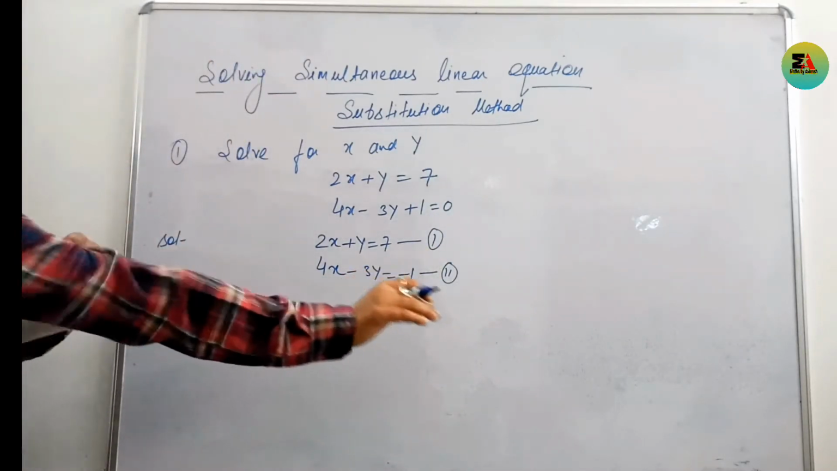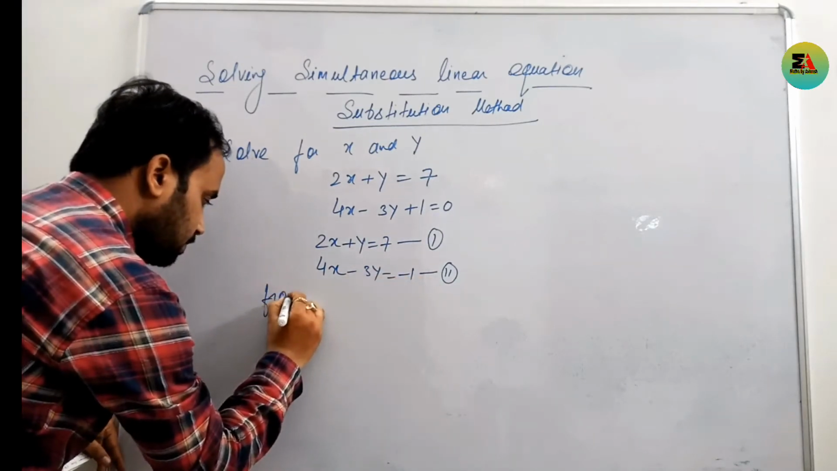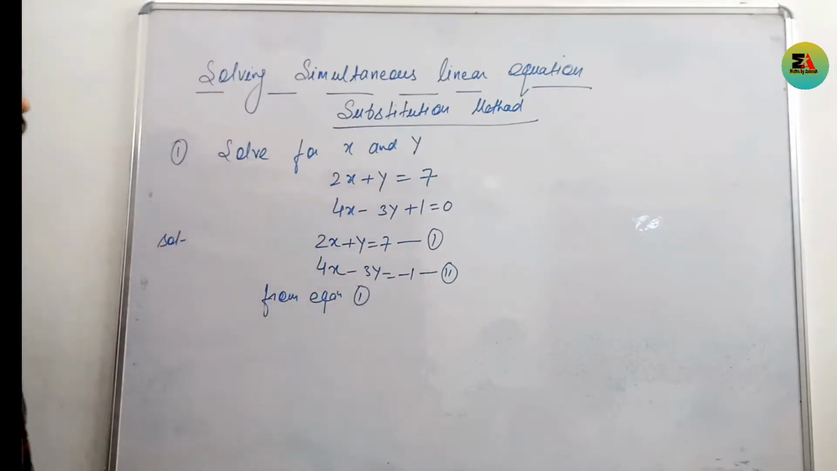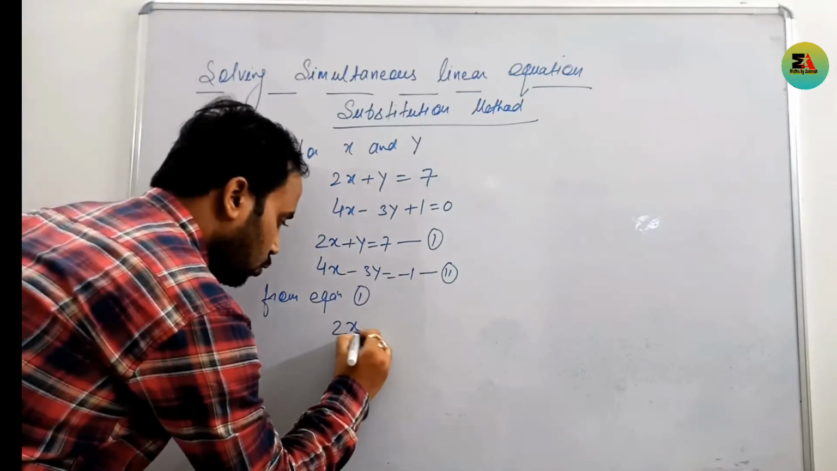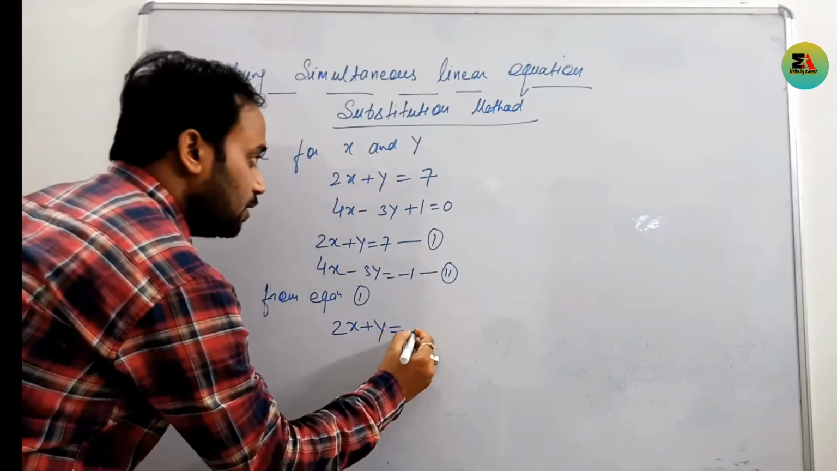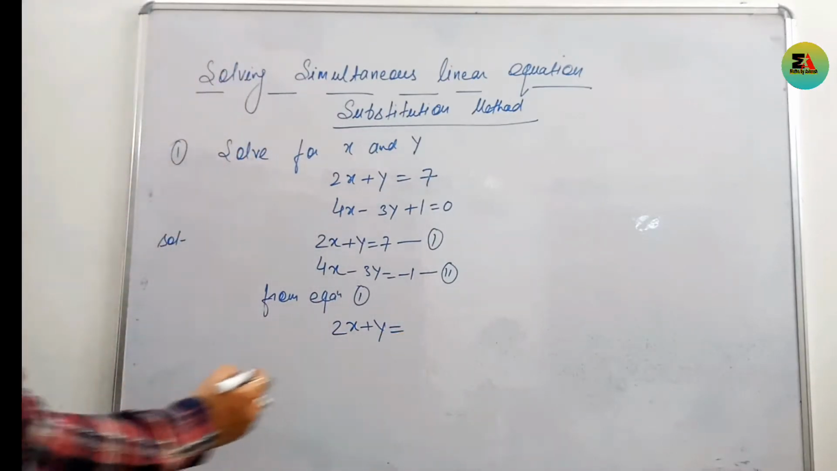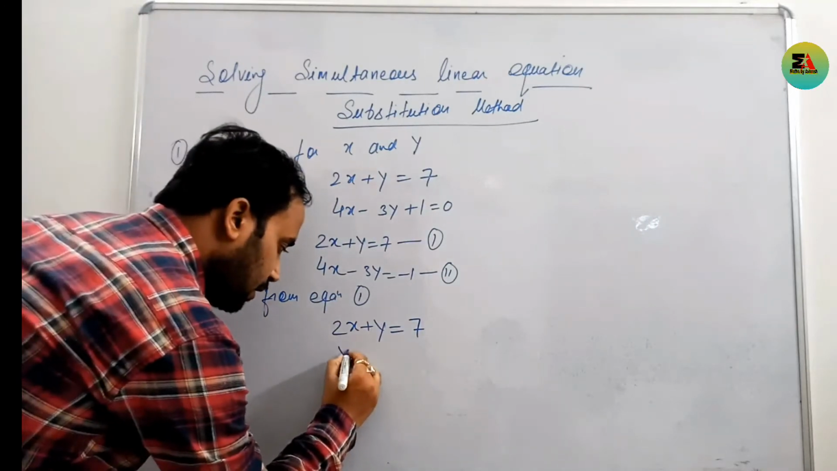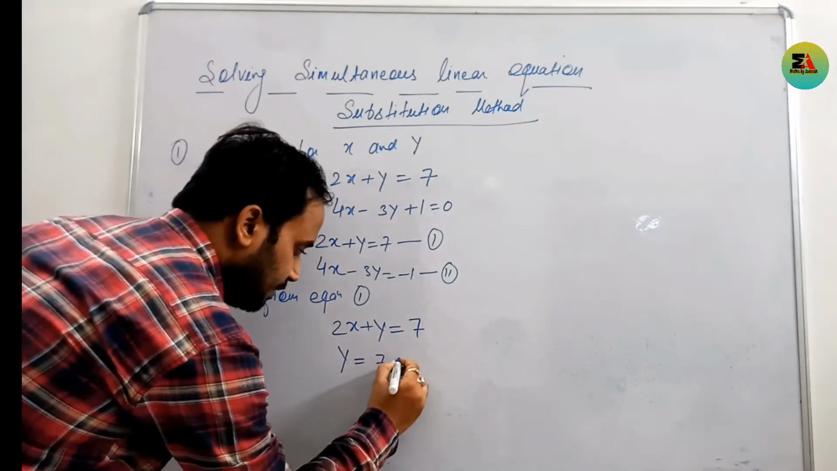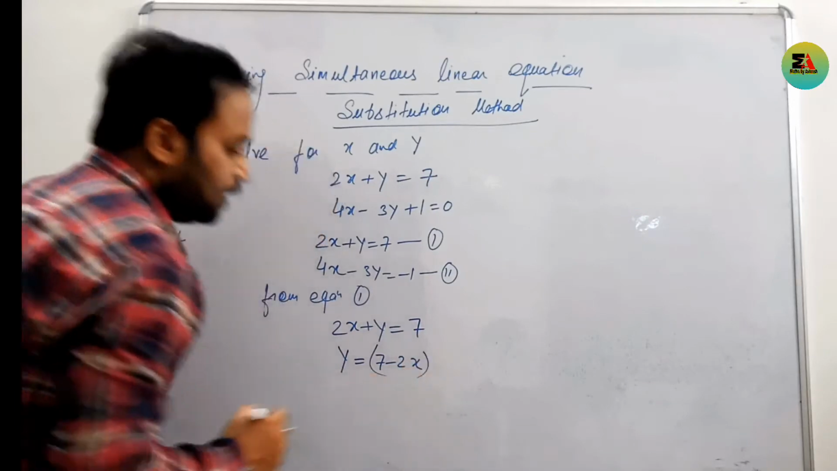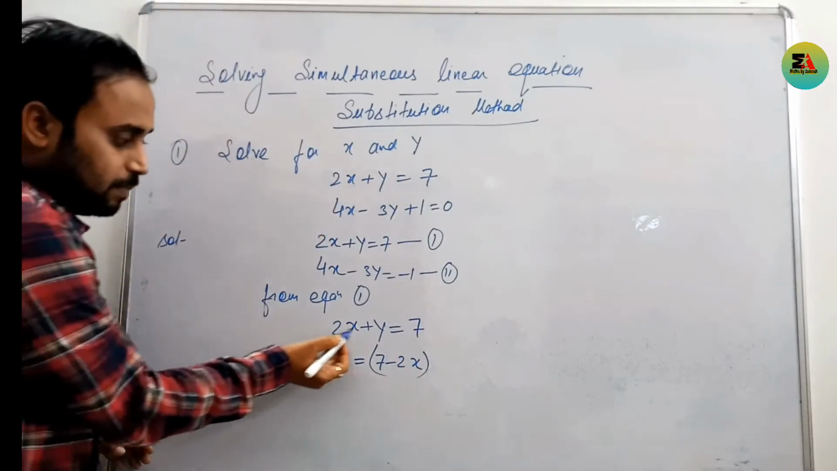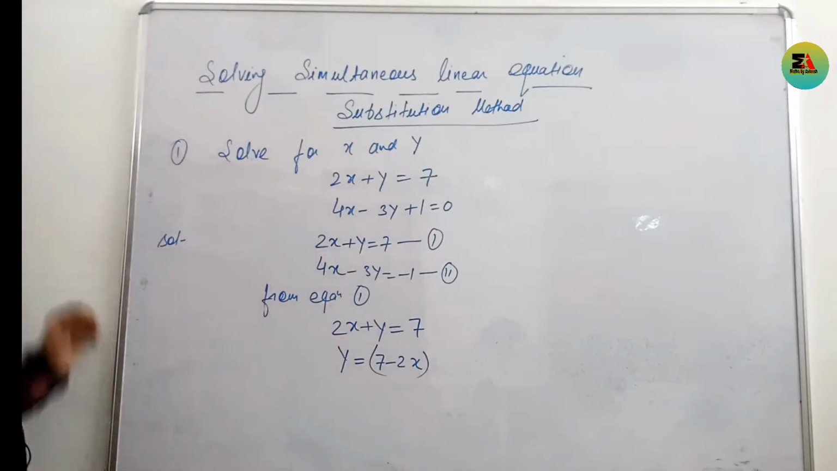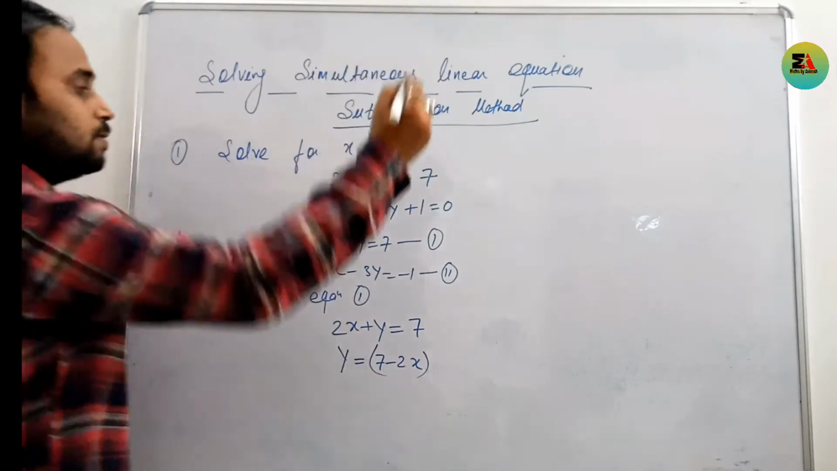Now see, from equation 1, 2x plus y equals 7. So the value of y will be what? 7 minus 2x. Any doubt? 2x plus y equals 7, therefore the value of y will be 7 minus 2x. Now what we do, we have to substitute.